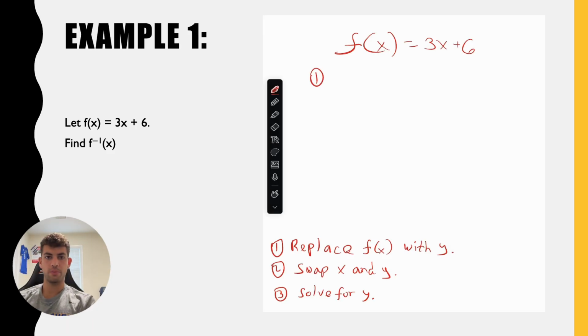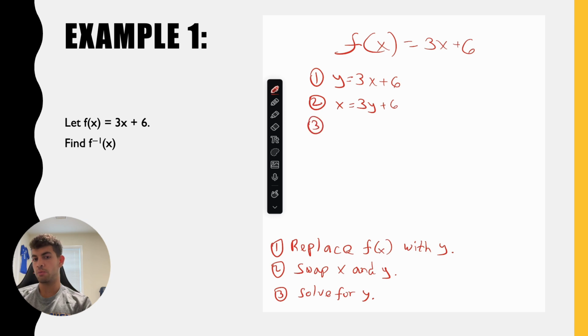Let's start practicing. Given the function f(x) = 3x plus 6, we need to find f inverse. First stage is to replace f(x) with y. Our equation is y equals 3x plus 6. Second stage is to swap x and y: x equals 3y plus 6. The third stage is to solve for y.